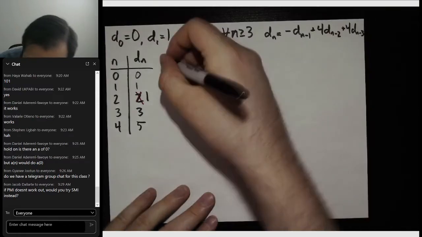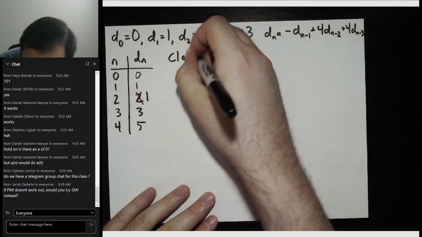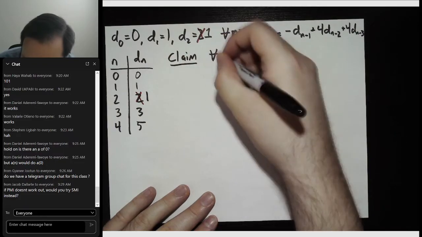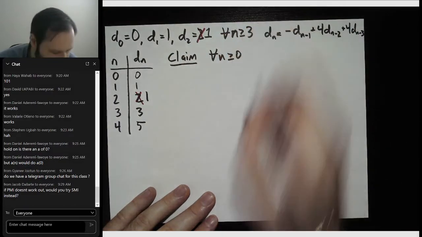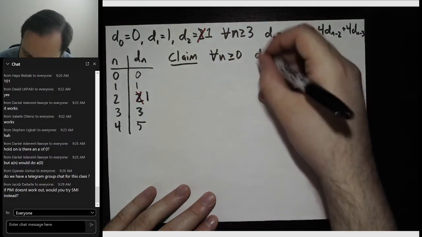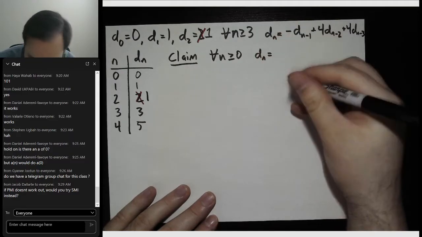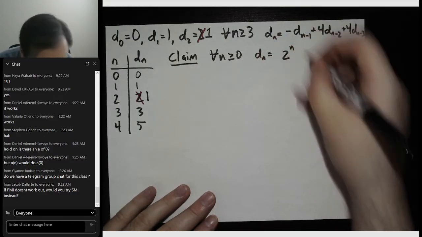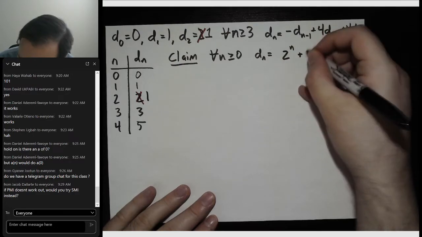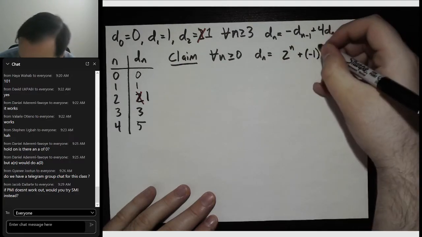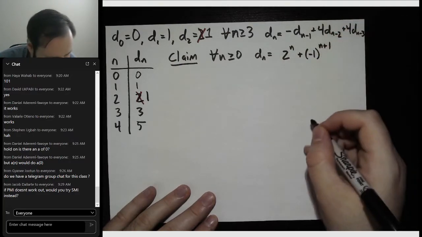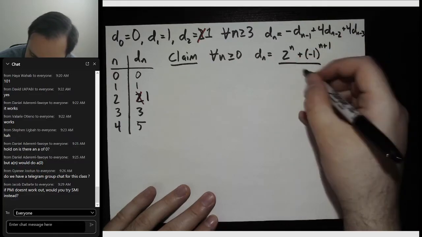And here's my claim. For all n greater than or equal to 0, d sub n is equal to, there's a closed form formula, 2 to the n plus negative 1 to the n plus 1, all divided by 3.